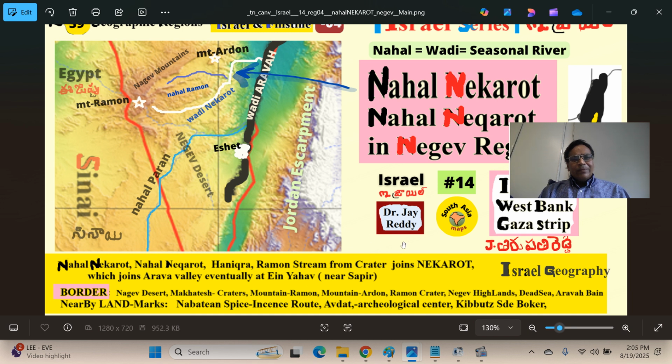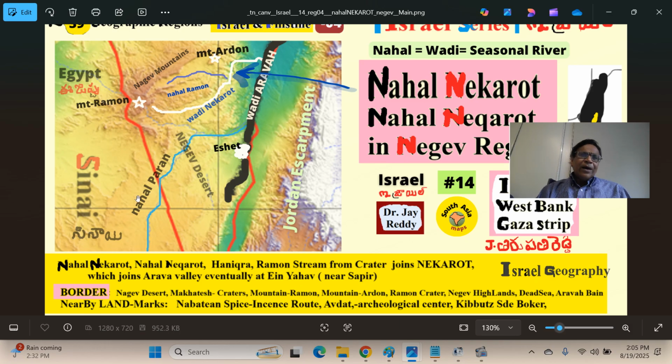Nearby landmarks: historically there is the Petra town in the Transjordan somewhere here, and the incense trade route or spice trade route passed through this region from Petra to Avdat and eventually to Gaza on the Mediterranean Sea, the Levant Sea. There is an archaeological center and Kibbutz Sde Boker, where the first Prime Minister of Israel, David Ben Gurion, lived many years of his final stage, and he also established a lot of kibbutzim. These are the prominent landmarks.